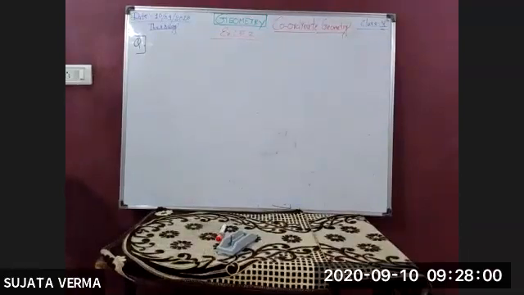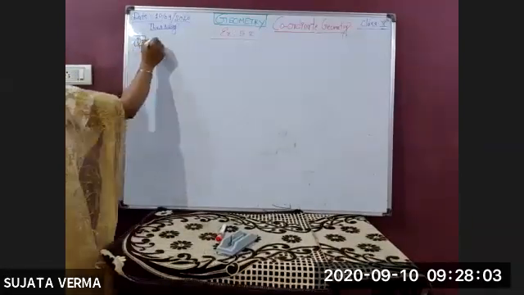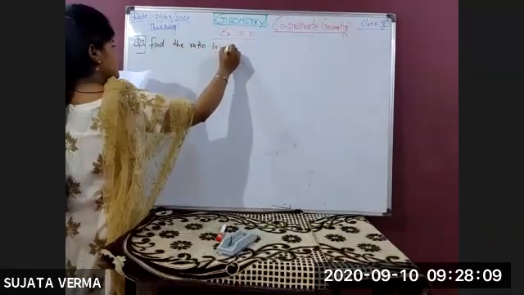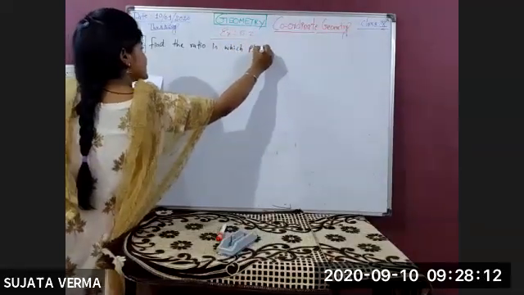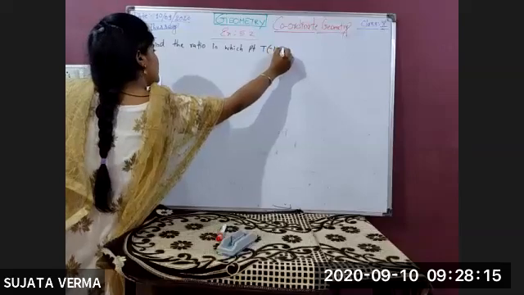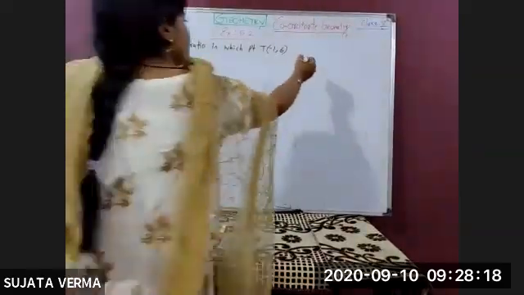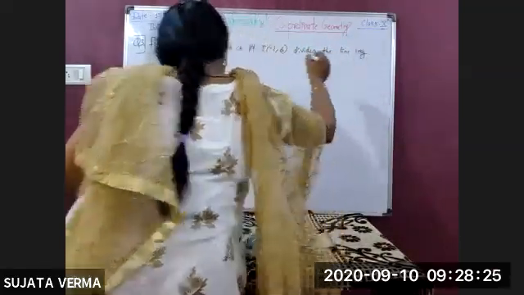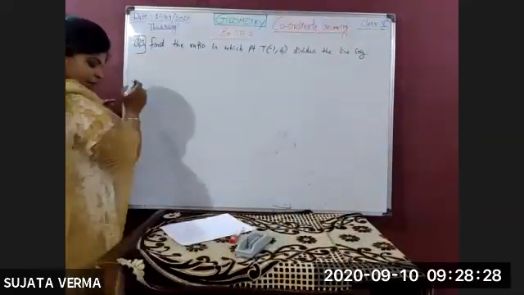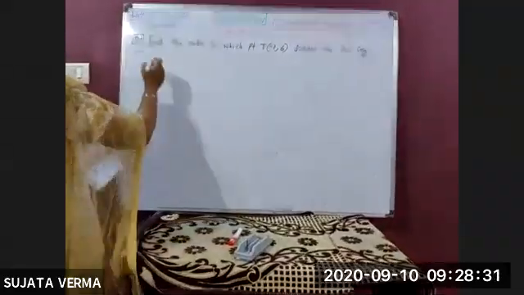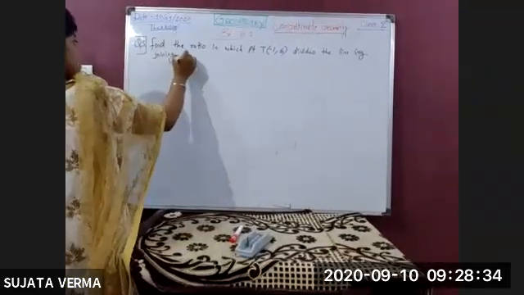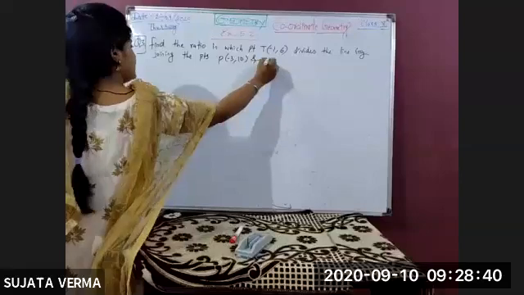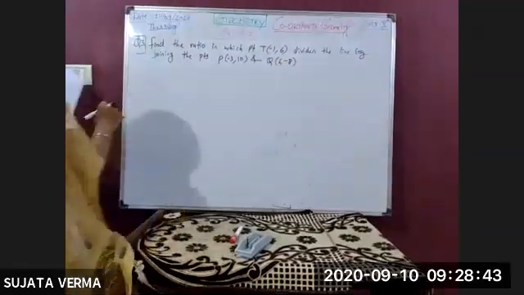Okay. Now, question number three. Find the ratio in which point T (-1, 6) divides the line segment PQ, the line segment joining the points P (-3, 10) and Q (6, -8). Okay.